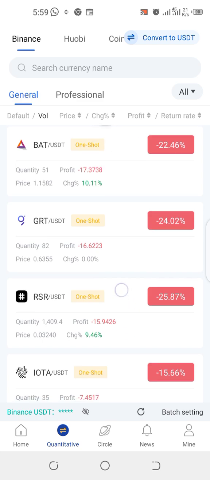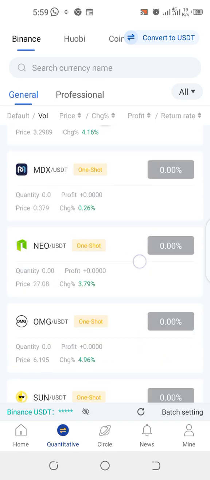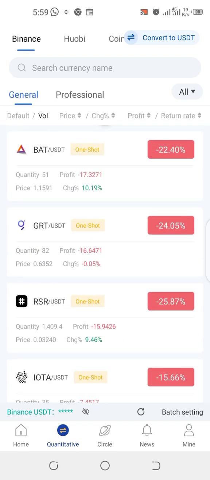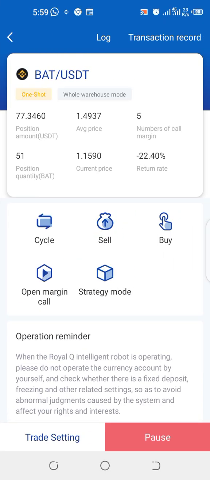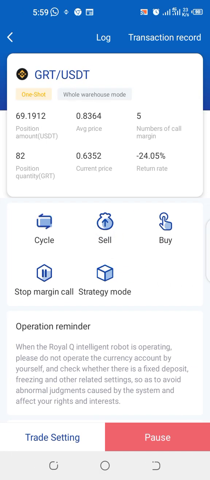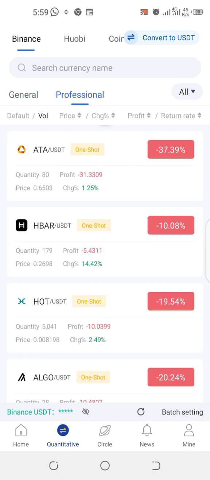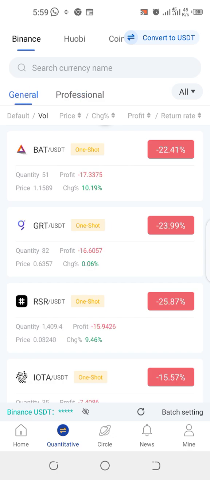That's by the volume you yourself are trading now. That's what this volume is. For example, I currently have about 77 USDT committed to BAT and 69 USDT committed to GRT. So that's by volume. Same thing under professional. You can arrange by volume.